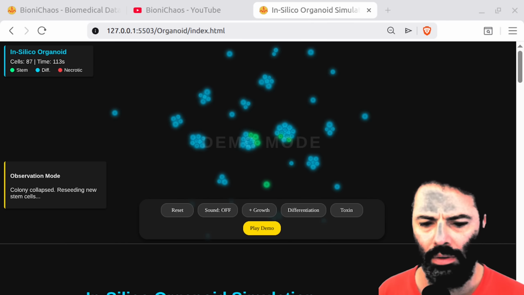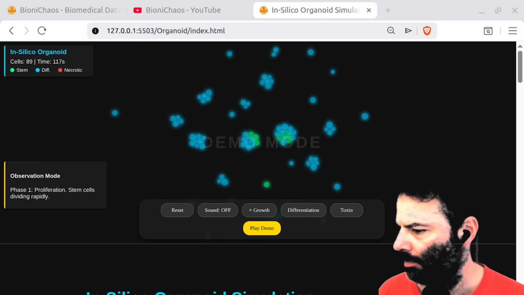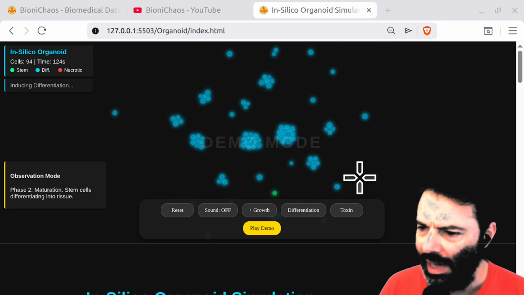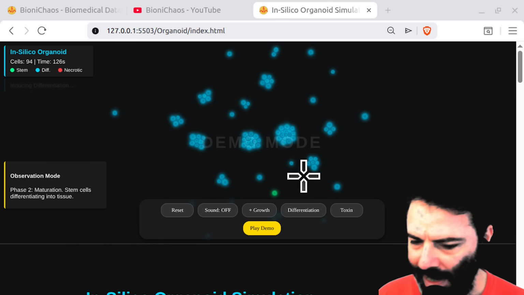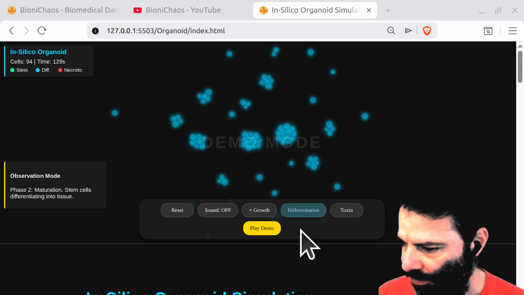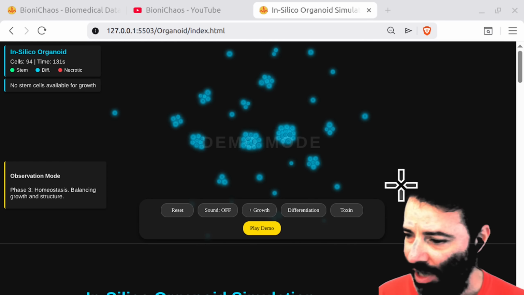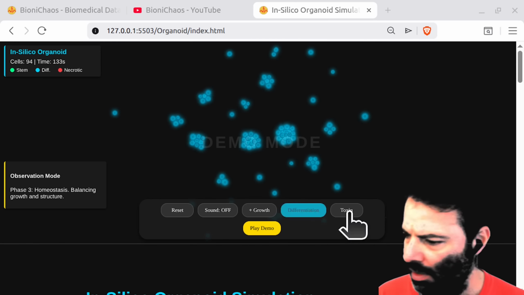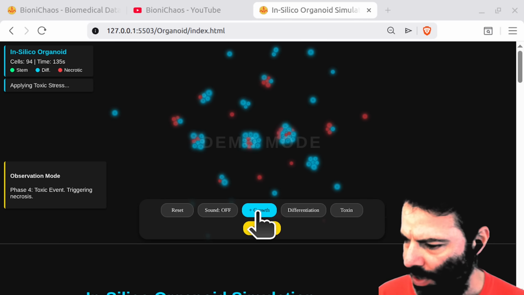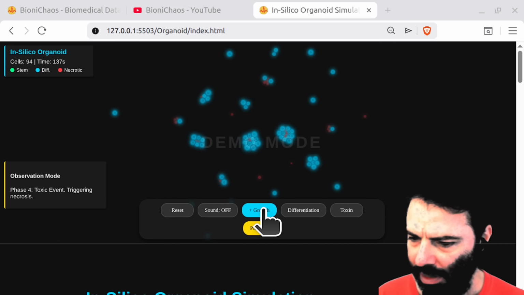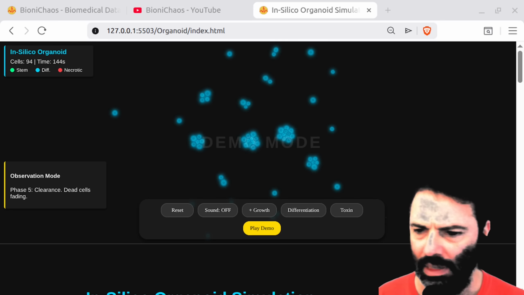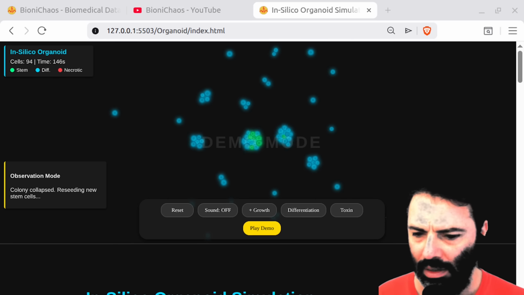With that, all the usability tweaks we discussed are in place, no more confusion about why the button sometimes doesn't do anything. Okay, and how about when all the cells are in differentiation state? Should the plus growth button be also disabled or grayed out? The answer is yes.